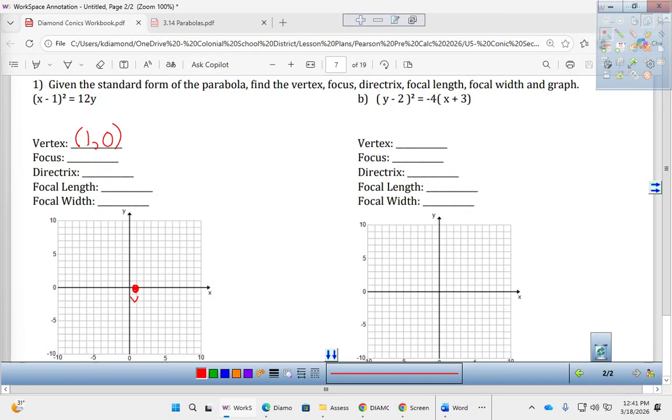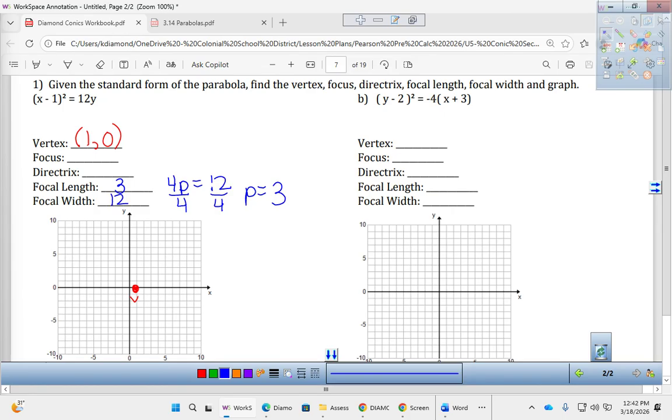I'm just going to give that a label of T. The next thing I'm going to look at is my focal length and width, and that's going to help me get the focus. My focal width is the coefficient of that term on the right-hand side. So you don't have to do any work for the focal width, it's just that 12. The focal length, though, is 4p. 4p is the 12. So that number on the other side, we're setting equal to 4p. That's just from the formula of a parabola. And if we solve for p, we end up getting 3. So the focal length is 3.